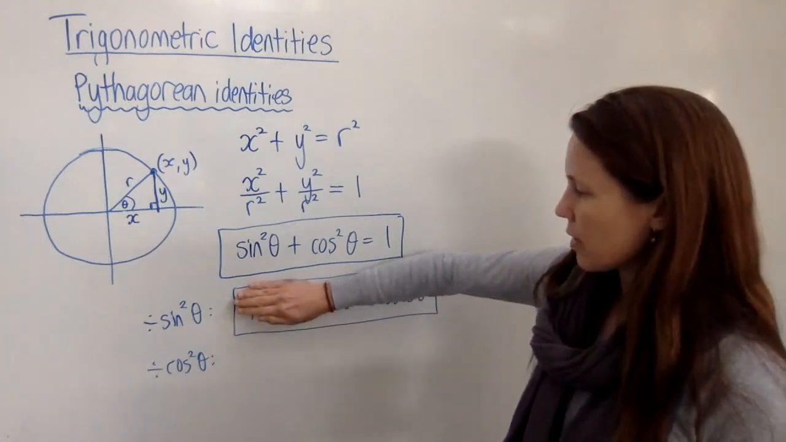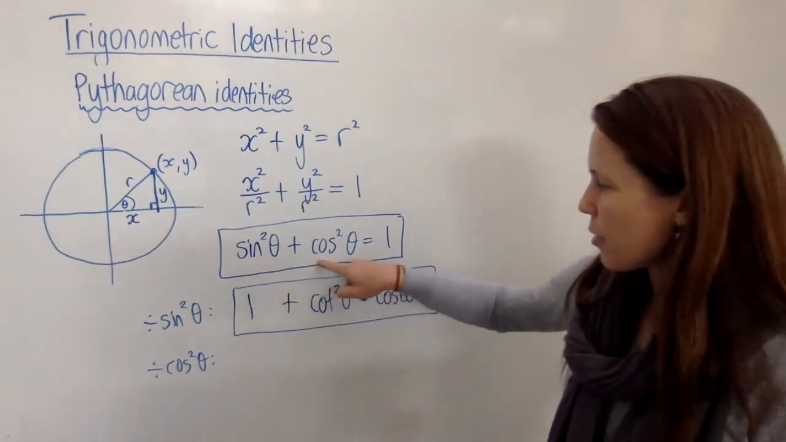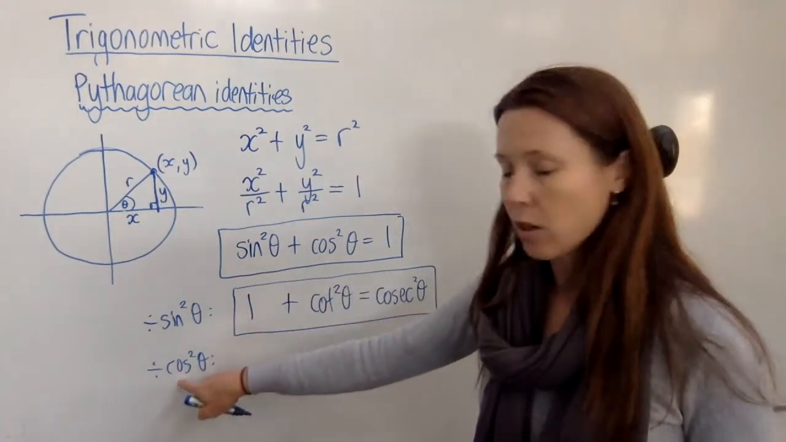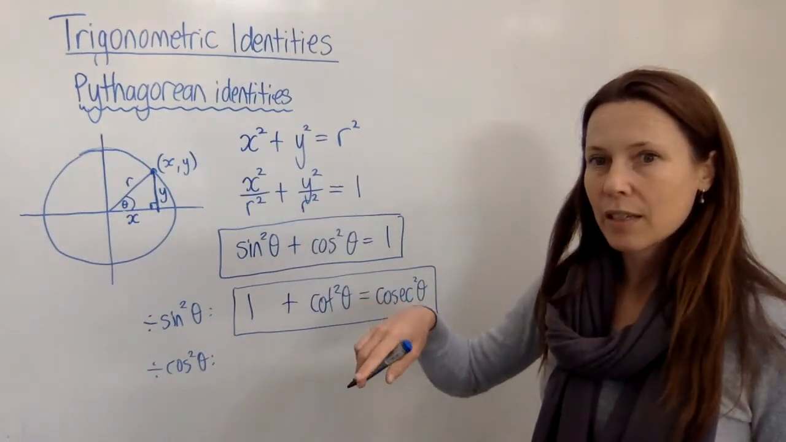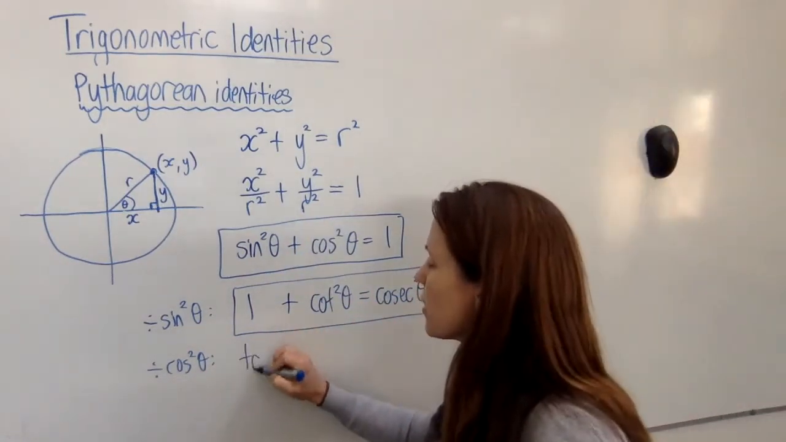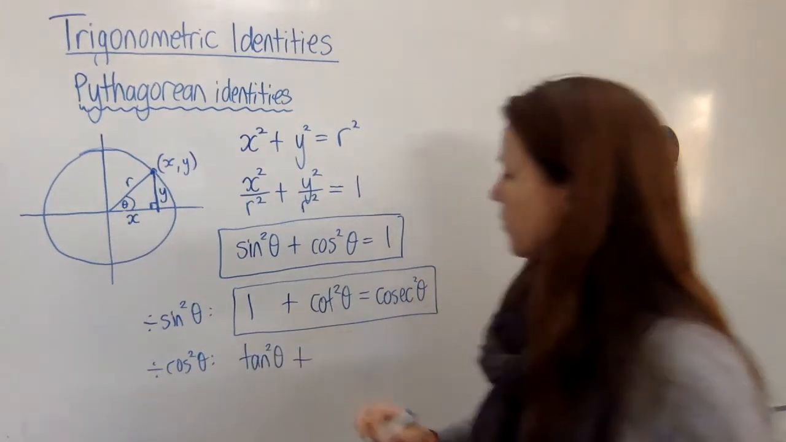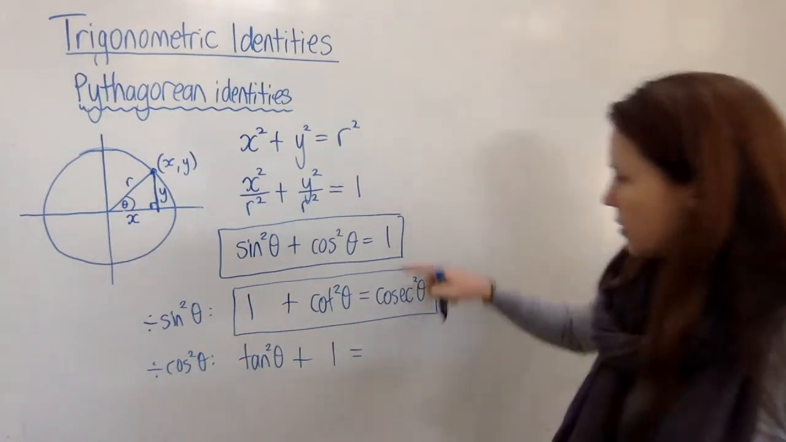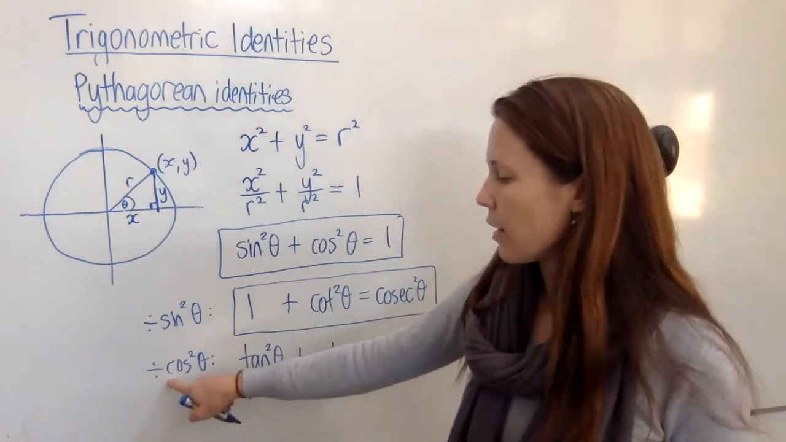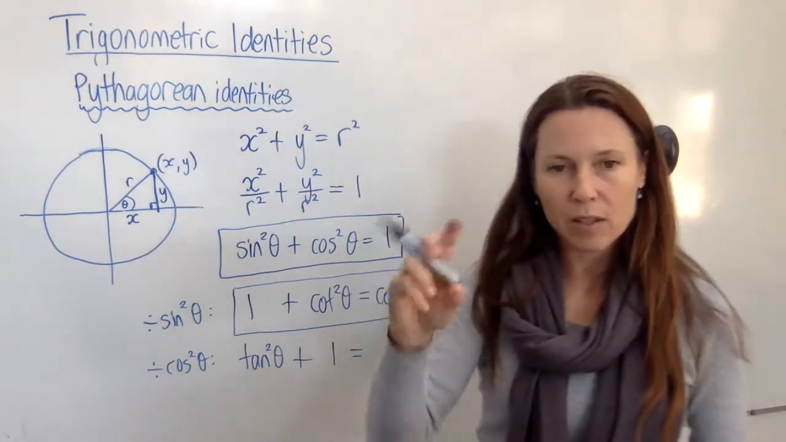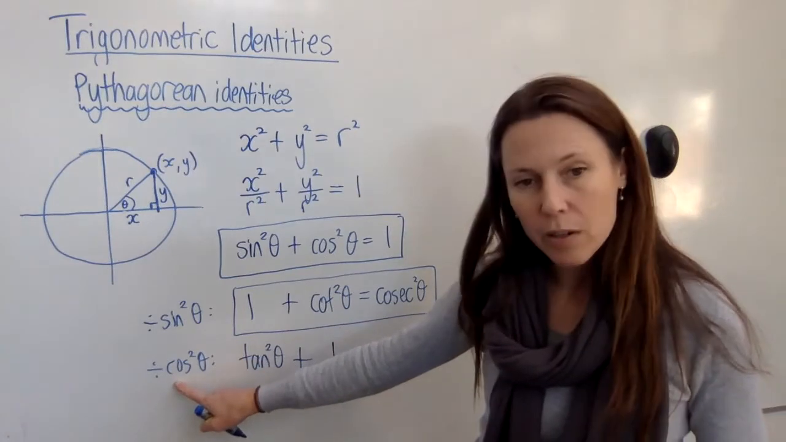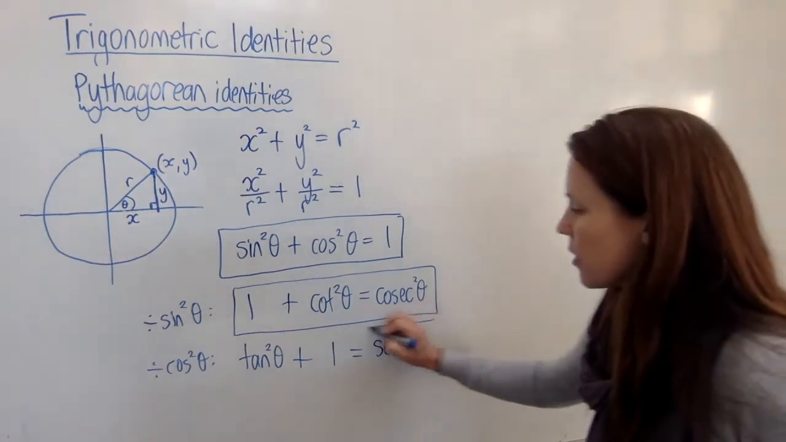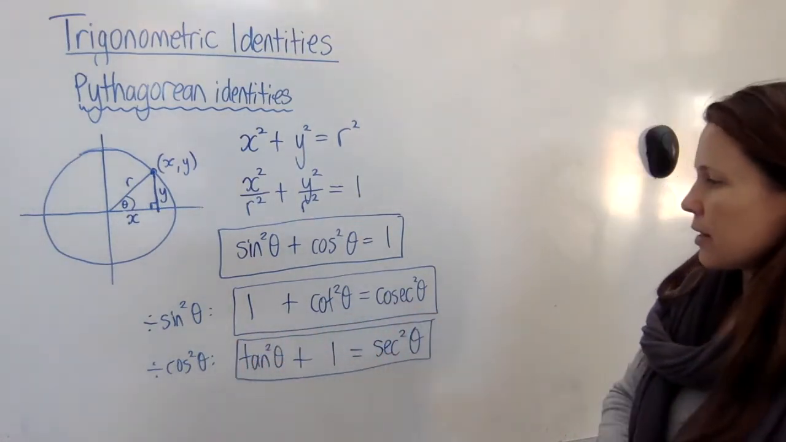Let's now ignore this and go back to our first one and divide everything here by cos squared theta. All right, sine squared theta over cos squared theta. Sine over cos is tan. So that will give us tan squared theta for the first term. What about cos squared theta divided by cos squared theta? Well, that's 1. And the last one, we need to do 1 divided by cos squared theta. Well, 1 over something, that's a reciprocal ratio, and the reciprocal of cos is sec. So we have sec squared theta, and that gives us our last Pythagorean identity.